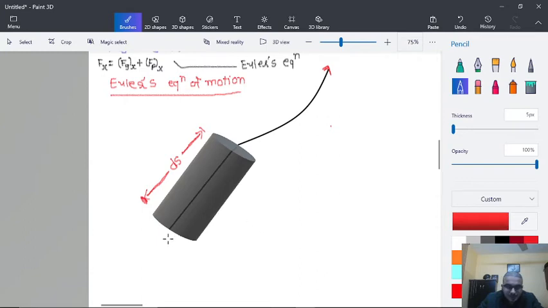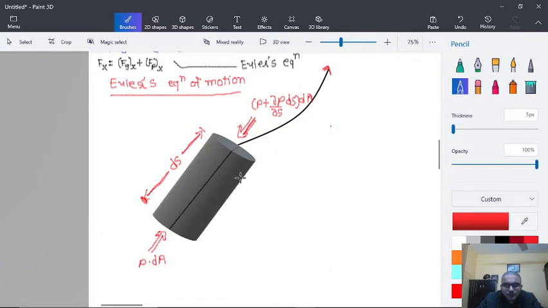The forces which are present over here: from the bottom we are having P into dA, and here the force is P plus del P over del S ds into dA.